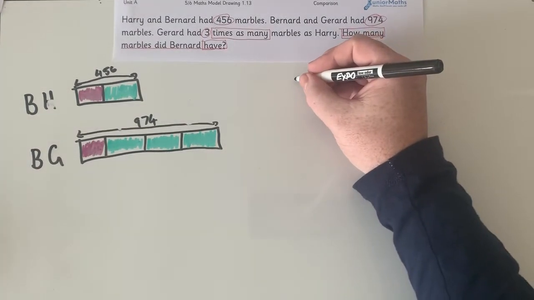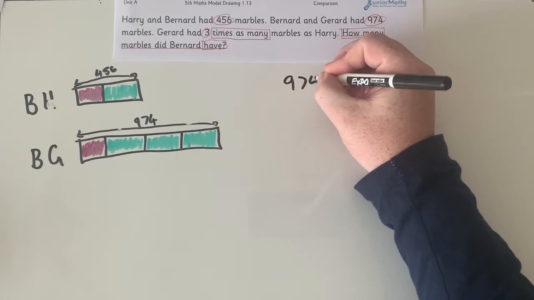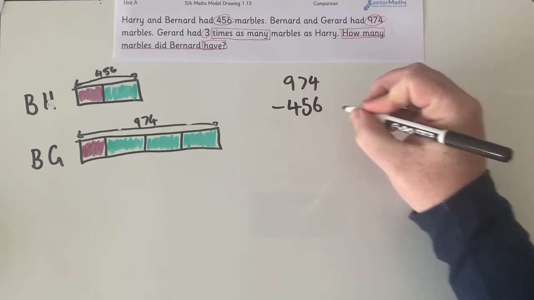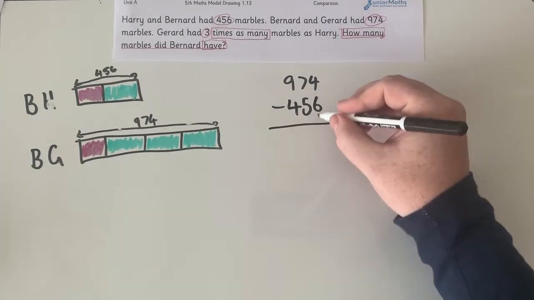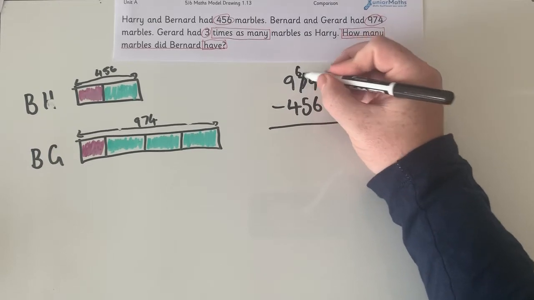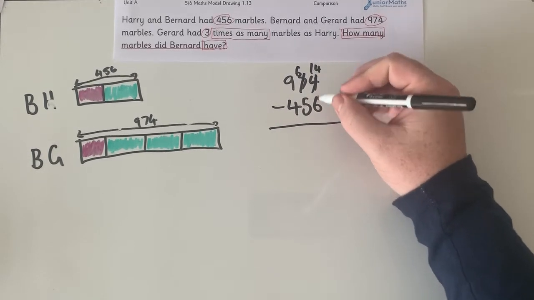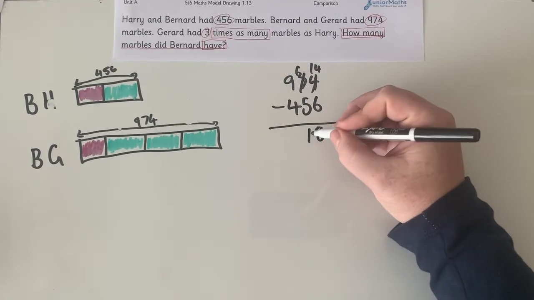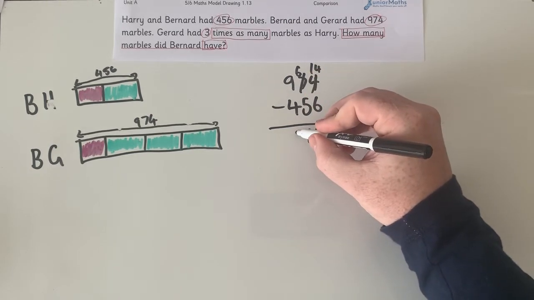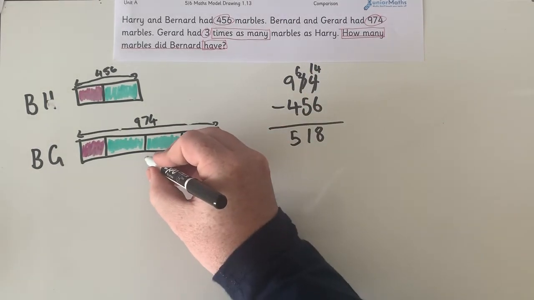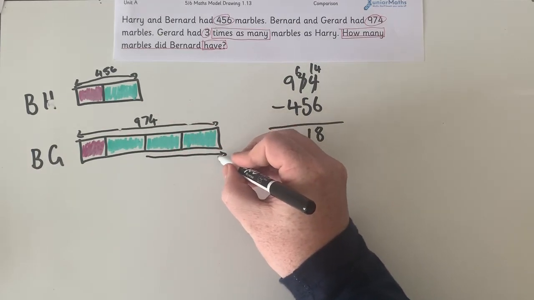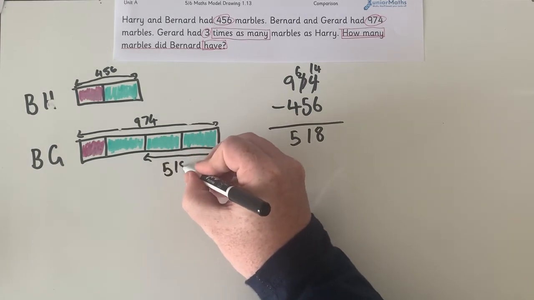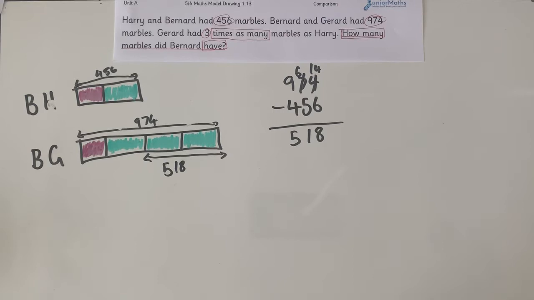So 974 take away 456. 4 take away 6, more on the floor. 14 take away 6 is 8. 6 take away 5, 6 tens take away 5 tens is 1 ten. 900s take away 400s is 500, so 518. So these 2 equal parts equal 518.